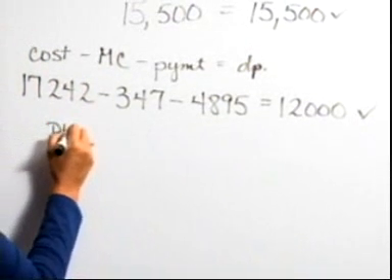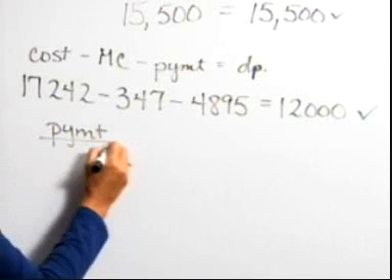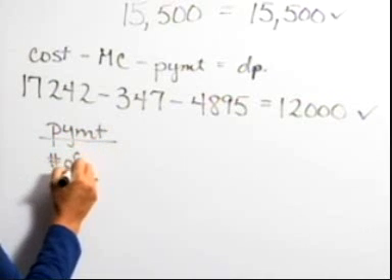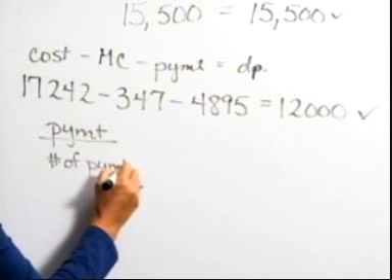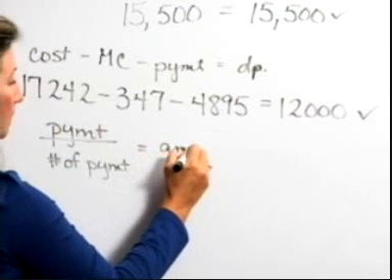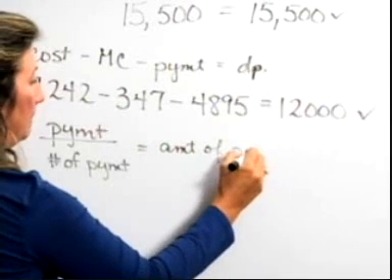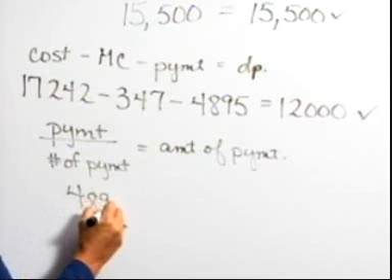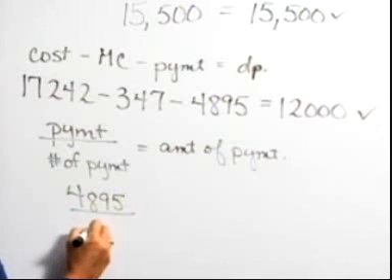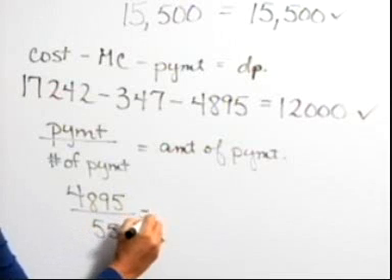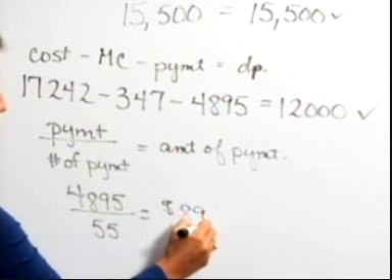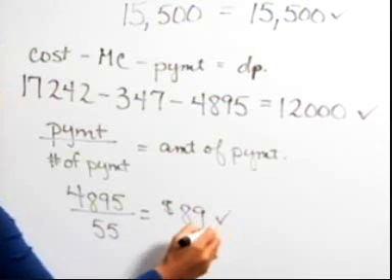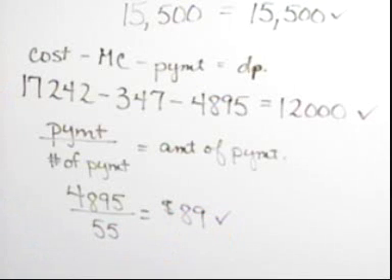Our total payments divided by the number of payments should equal the amount of a payment. And so the $4,895 divided by the number of payments, 55, does in fact equal the $89 amount of payment. So that also checks. And so that tells us that our answer, which was a loss of $1,742, is in fact correct.